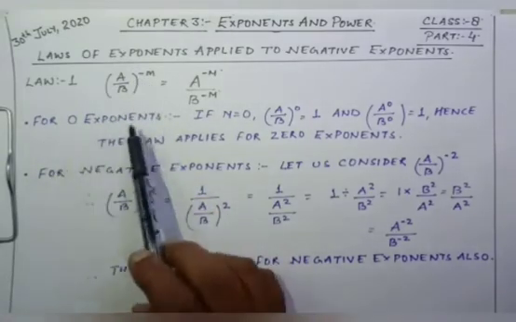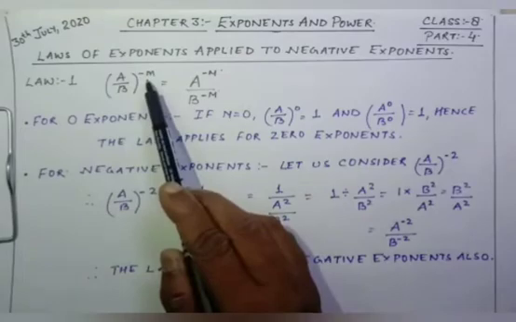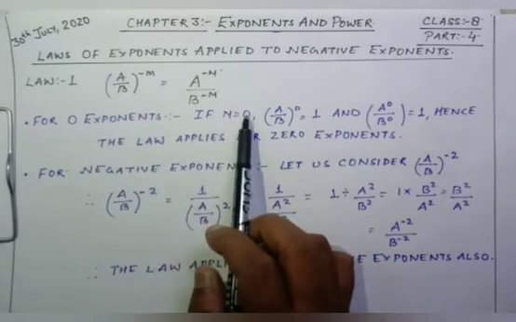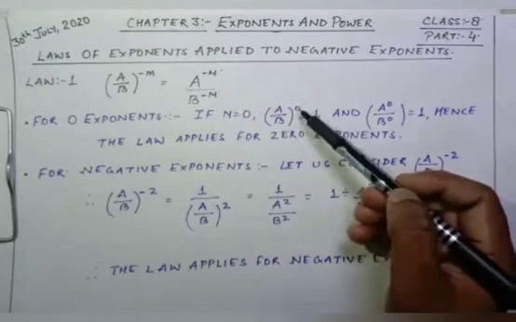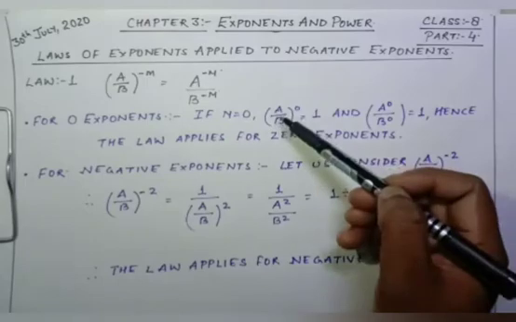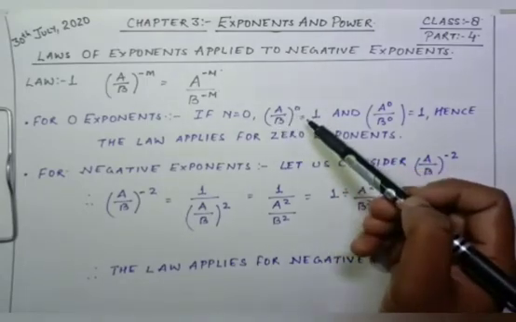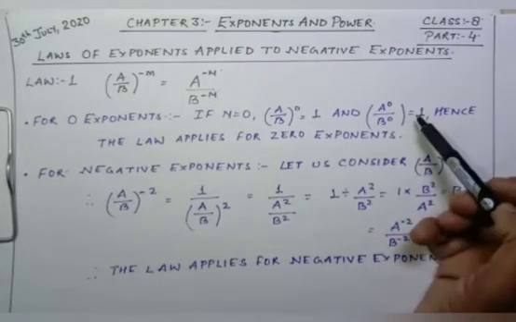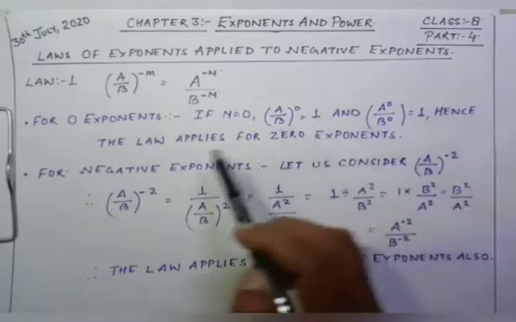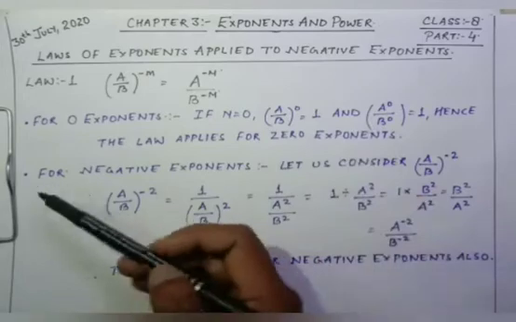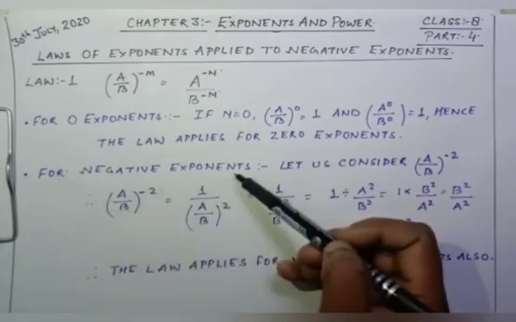So for zero exponent, when the exponent is 0 or power is 0, how are we going to solve it? Over here, if m is equal to 0, then (a/b) to the power 0 is equal to 1, as we already know that if any number has a power 0, its value will be 1. And a to the power 0 upon b to the power 0 is also 1. Hence, the law applies for zero exponents. This much is clear. Now come to the next topic, that is for negative exponents.